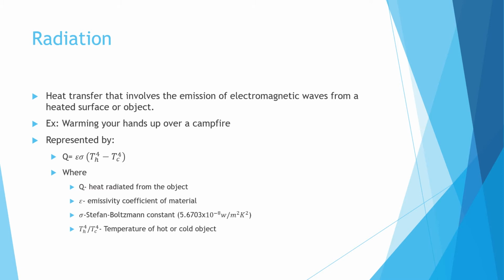This equation is represented by Q equals the emissivity coefficient of the material times the heat radiated from the object, multiplied by the temperature of the fire, which is hot in this instance, minus the temperature of your hands or the cold object, and that would equal Q.